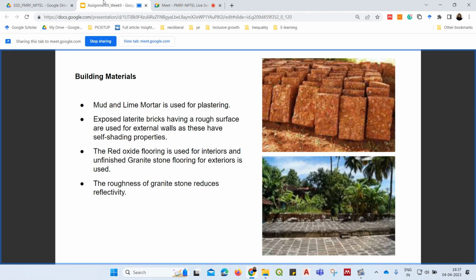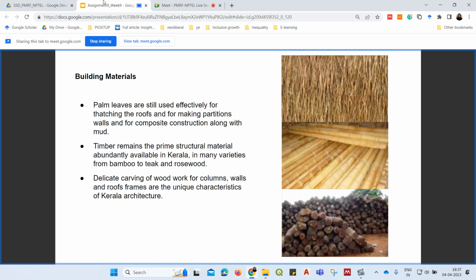the roughness of the stone reduces reflectivity, and thus it reduces glare and transfer of solar heat in the building. Then palm leaves, as I mentioned, are a common building material which is used. They are used effectively for thatching roofs and making partition walls, and even for composite construction. They're mixed with mud and other materials to make walls, partition walls or other composite construction.